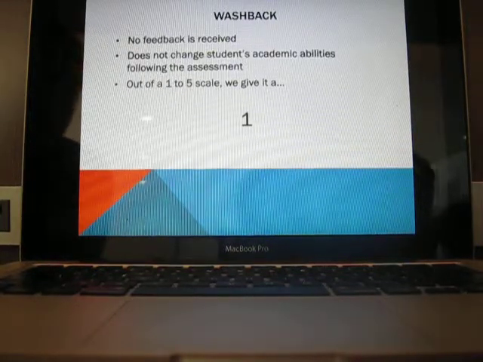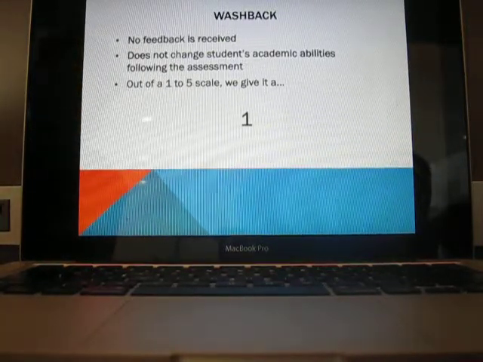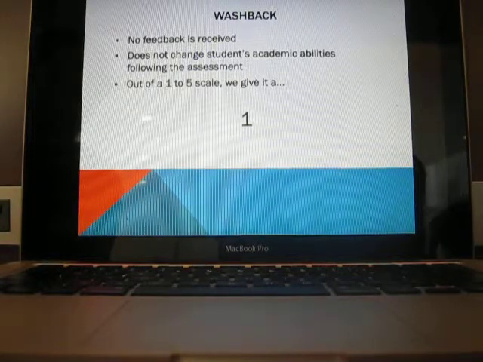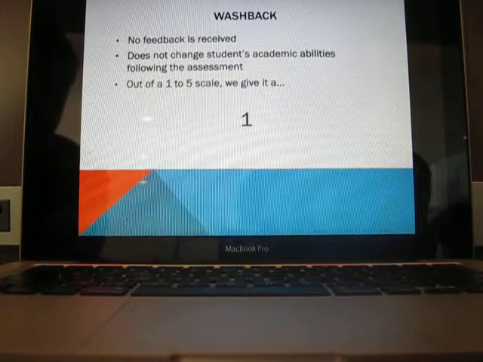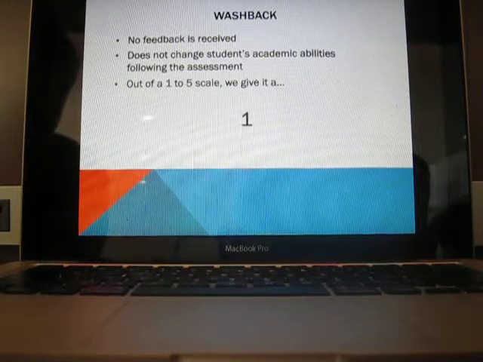For the washback, since the student gets no feedback about their answers or about the test, we scored it very low. And we don't think that taking this test would change anything about the person after they've taken it, so we give it a 1.